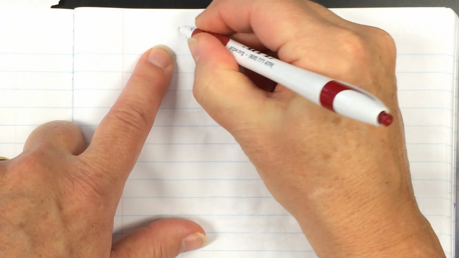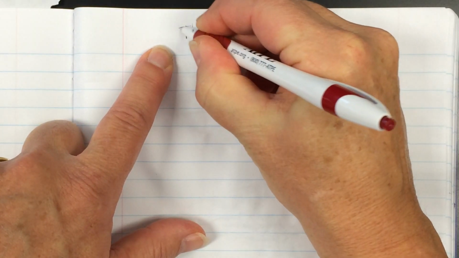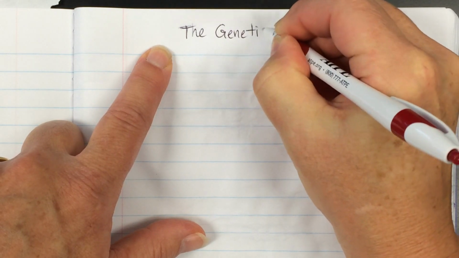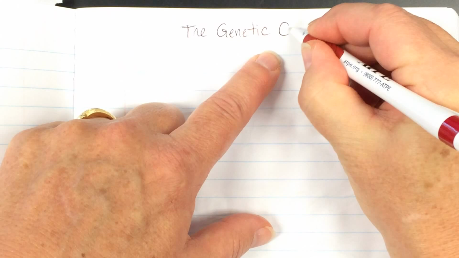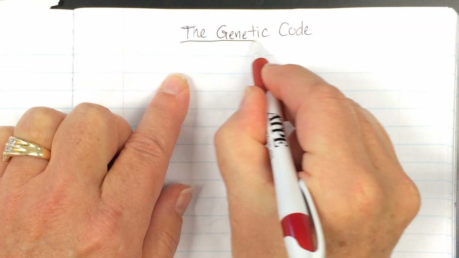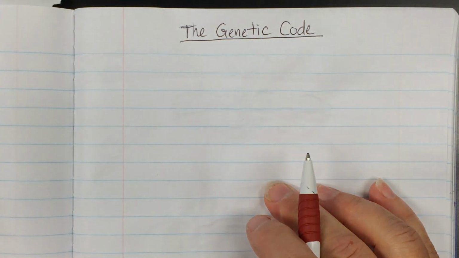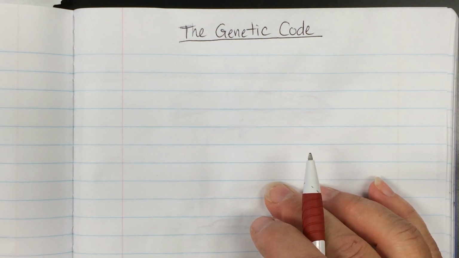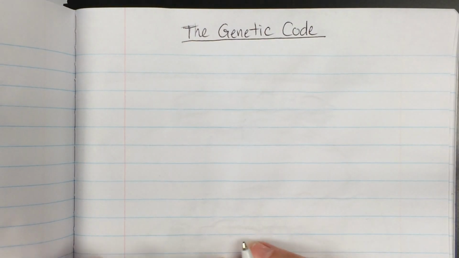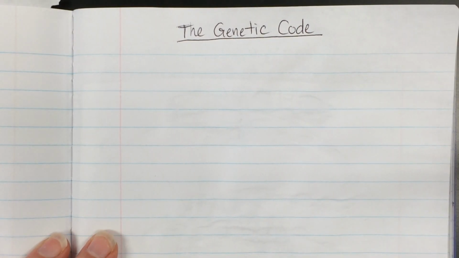We are going to take our notes on the genetic code. And when we're done with our notes, on this side of your notebooks, you're going to make a wonderful foldable explaining all the information in more detail.